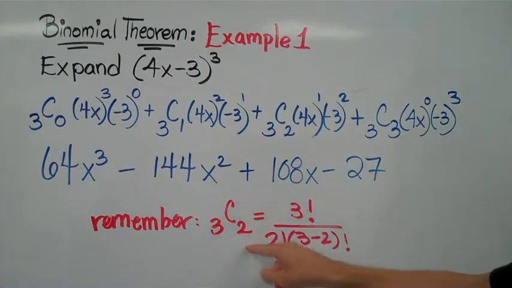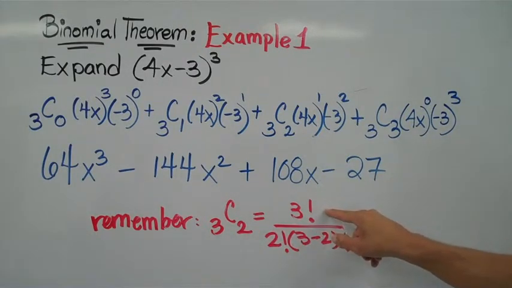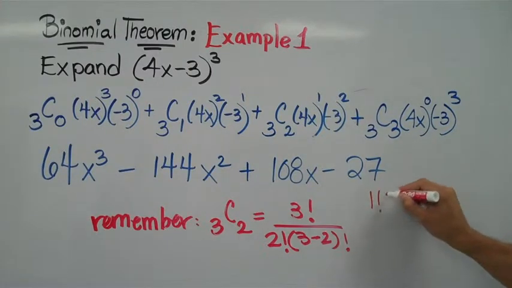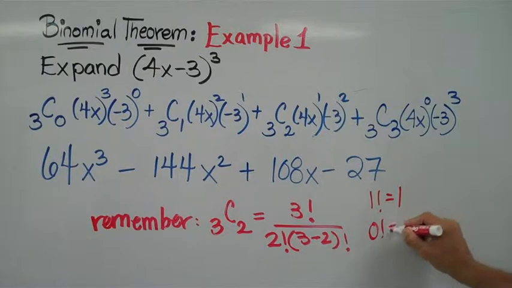Don't forget that 3C2 is 3 factorial divided by (3 minus 2) factorial times 2 factorial, and you must subtract first before you take the factorial. And we know that 1 factorial is 1 and 0 factorial is also 1.